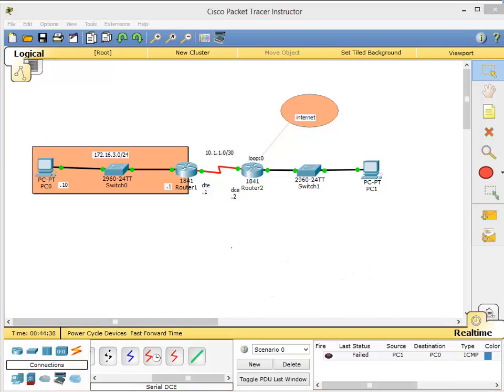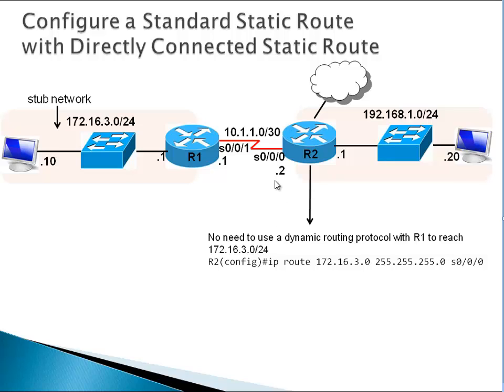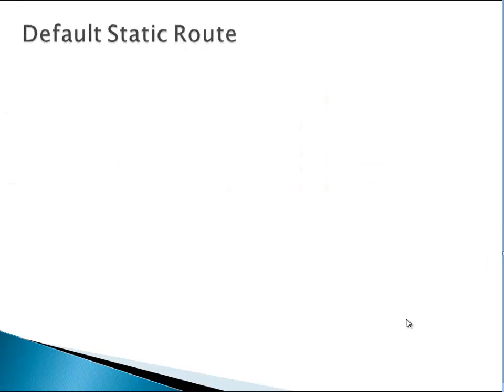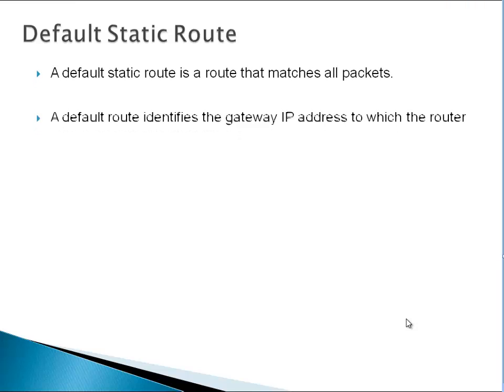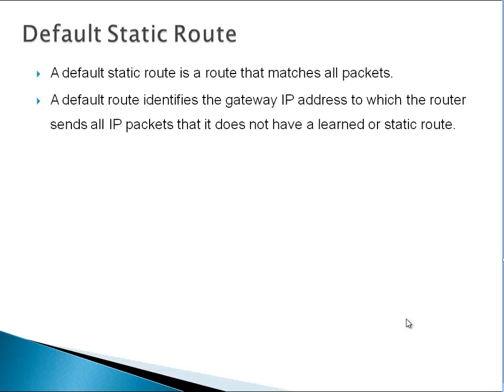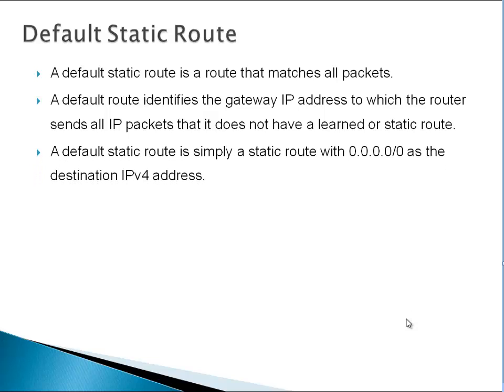Excellent. If I go back to the slides, now we did a standard static route. This is just some route. Exit is going to be directly connected. So directly connected static route. So exit, that's the exit interface here. Default static route. A default static route is a route that matches all packets. A default route identifies a gateway IP address to which a router sends all IP packets it does not have a learned or a static route for. So for example, our home routers all have a default static route that points to our ISP service provider. A default static route is simply a static route with all zeros as a destination IP address.